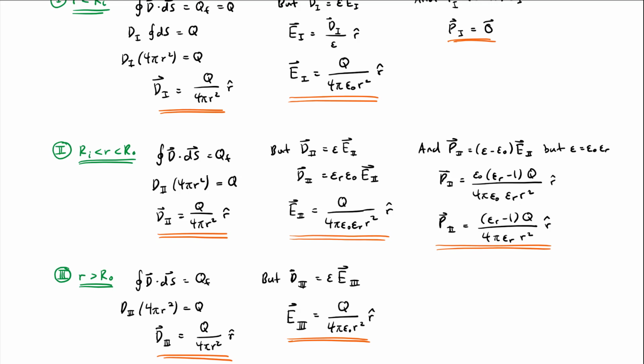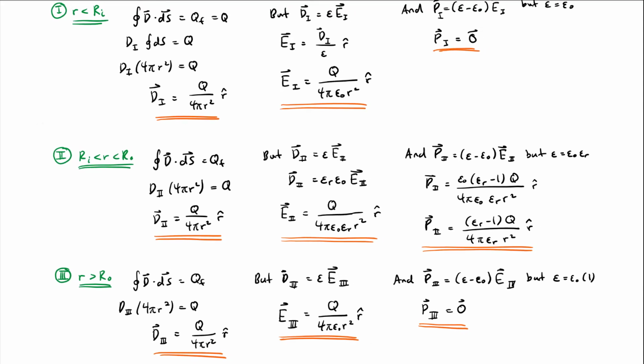So try solving for V, and then let's finish this by solving for the polarization vector in region 3. It's going to be epsilon minus epsilon naught times E3, but this is in air, so that means epsilon is equal simply to epsilon naught times 1. So this gives us a polarization vector of 0. And just like that, we've solved for all of the values that we were asked to determine.